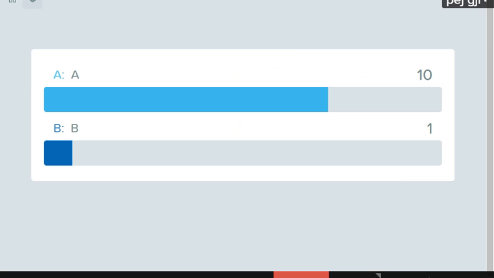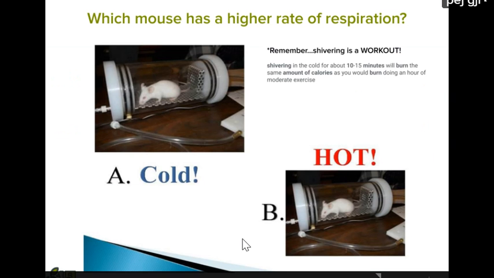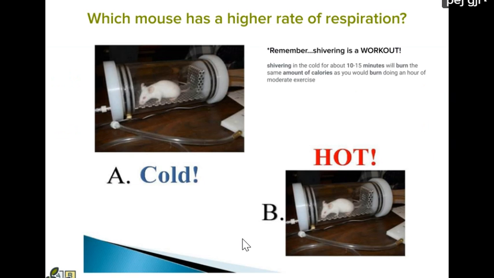Okay, so as long as you remember that being cold is going to make you work out, and when you work out, you start breathing faster because you need to make more ATP, since you're using it more when you flex your muscles to work out or to shiver, you have a higher respiration rate when you're cold. Your respiration drops when you're in a warmer environment and you don't have to generate as much heat to maintain your body temperature, okay?